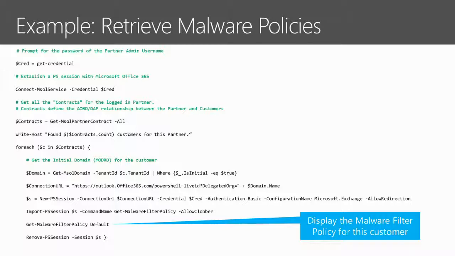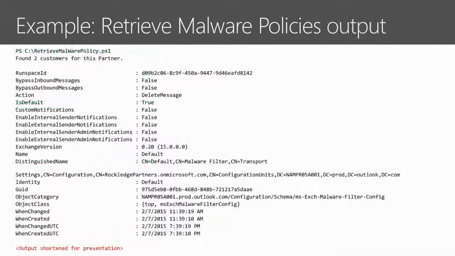Finally, I'm using Get-MalwareFilterPolicy for each of those customers. Because I connected to Exchange PowerShell with the delegated org, I'm actually going to be getting my customer's malware policy. Here's just a brief example of what that output looks like. So I could use this information to go through each of my customers and make sure that they have the right policy enabled and the right configuration to support what they need to be doing.